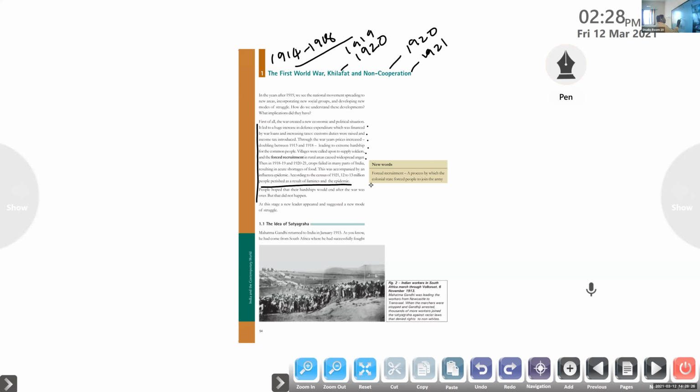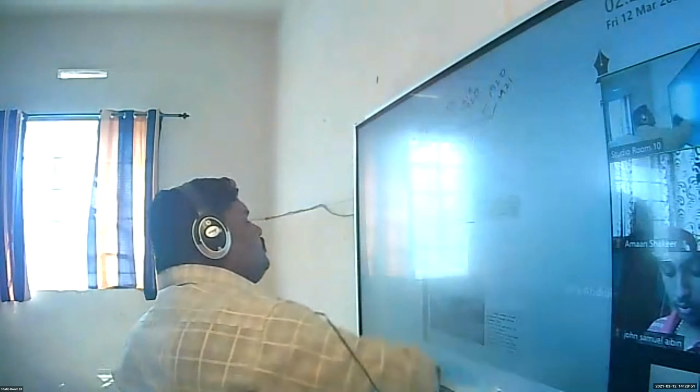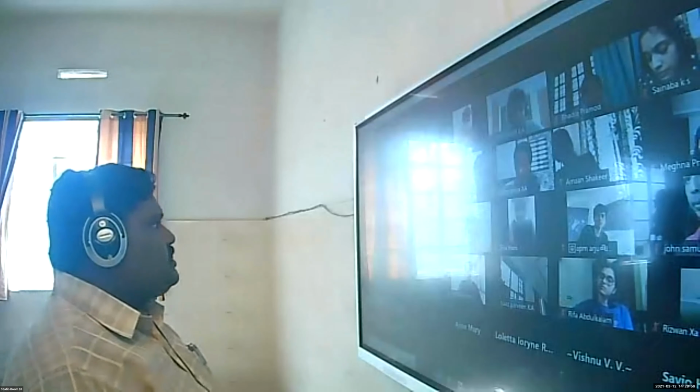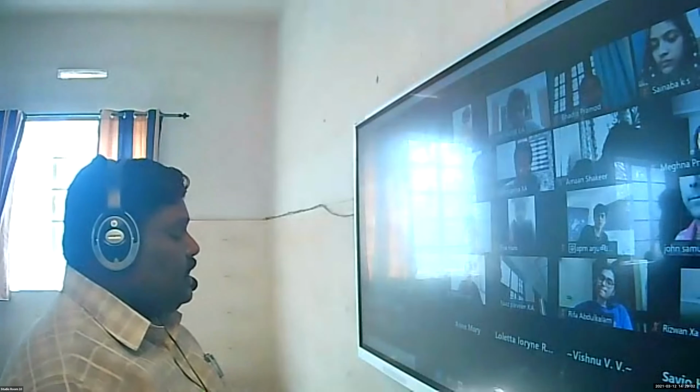So these are the new political and economic conditions created by the First World War in India. People hoped that their hardship would end after the war was over, but that did not happen. People believed that by the end of the war all these problems would be solved, but that did not happen. At this stage, a new leader appeared and suggested a new mode of struggle. Can anyone tell me who was that new leader? Mahatma Gandhi. Yes, of course. We know that he returned to India in the year 1915.